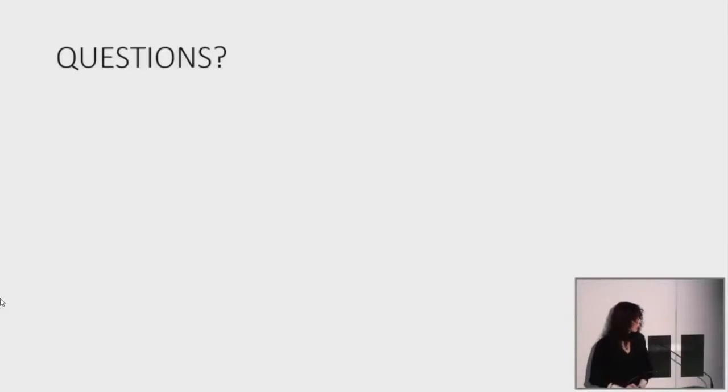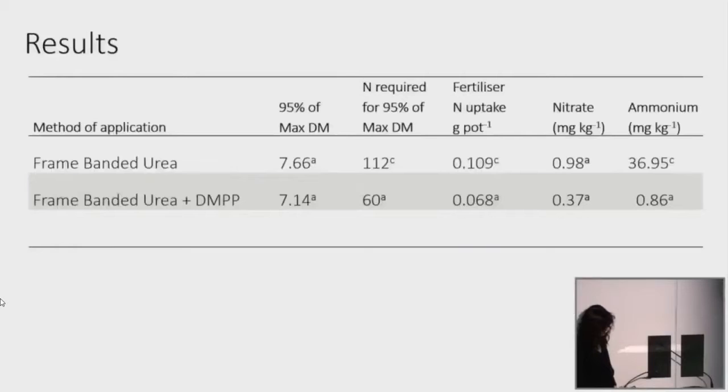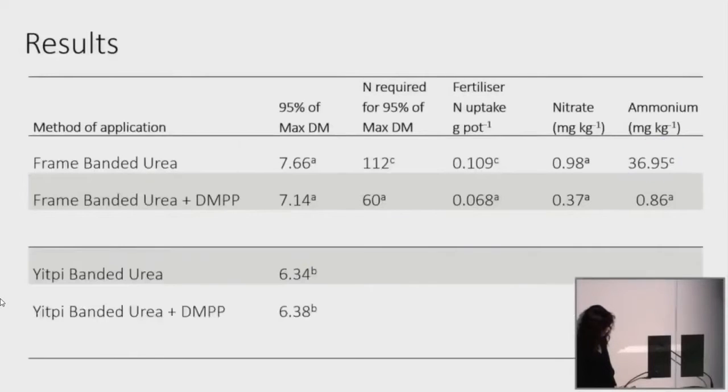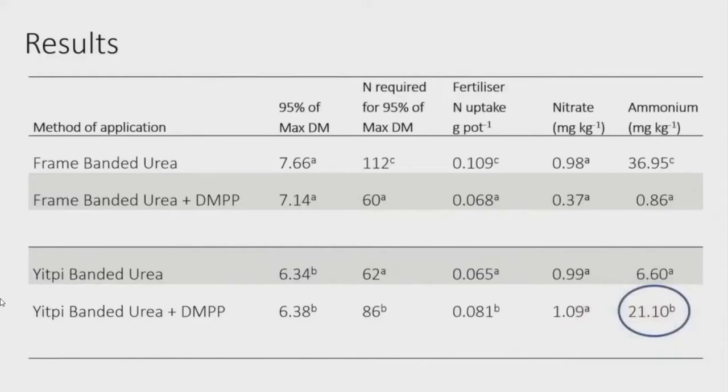Sorry, I thought in the table it was higher without DMPP. I can't find it. So, yes, for the... okay, that one was high. Okay. But in Frame, ammonium was higher without DMPP.